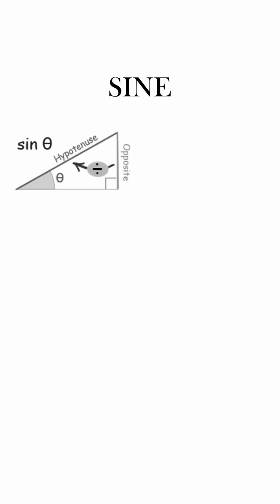The formula to calculate sine is opposite over hypotenuse. So, starting at the direction of the angle, we look at the length of the side opposite the angle and we divide it by the hypotenuse.